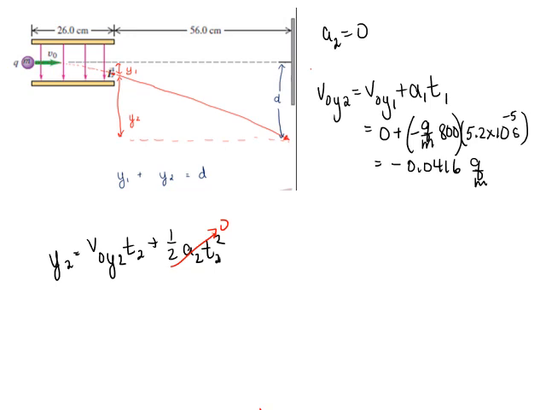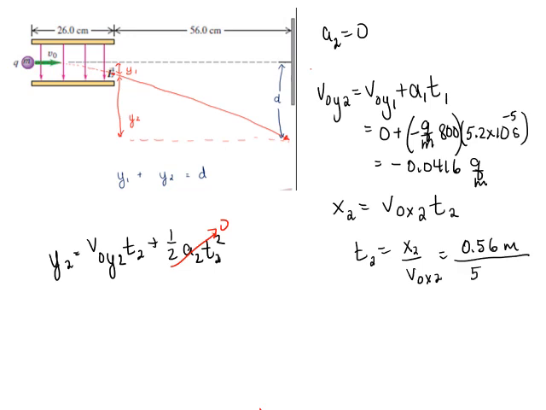Okay, the other thing we have to sort out, what is our t2? How long does it take to travel the 56 centimeters? We know that x2 is v0x, the x component of velocity in the second region, times t2. The x component of velocity never ever changes because there's no horizontal acceleration. So we'll solve for our t2. It's x2 over v0x2, 56 centimeters, which we put in meters, divided by the velocity in the x direction, 5,000 meters per second. That never changed at all. Gives us 1.12 times 10 to the minus 4 seconds.